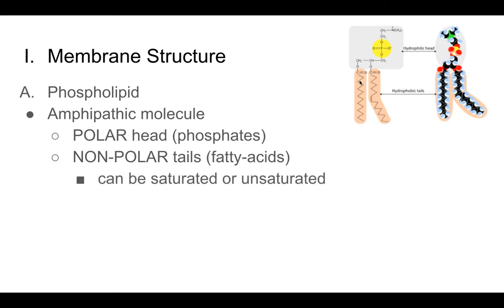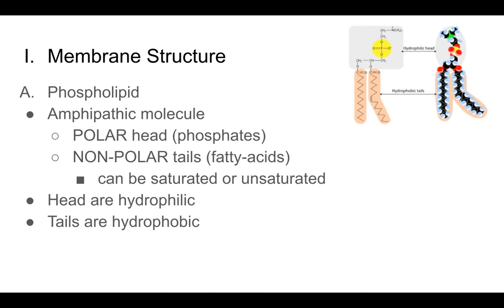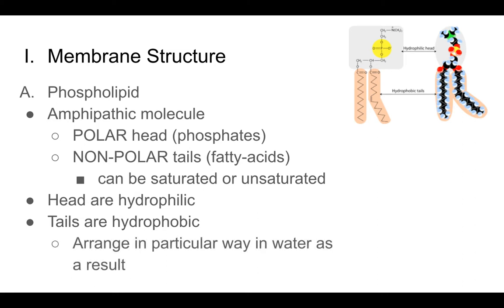The tails can be either saturated or unsaturated. So remember, saturateds are the straight-tailed, unsaturateds are bent. We'll come back to why tails would be saturated or unsaturated, or possibly a mix of both within a cell membrane. There is a functional difference, and we'll come back to that. Keep in mind anything that is polar, like the head, is going to be hydrophilic, and anything that is nonpolar, like the tail, is going to be hydrophobic, which explains what happens when you put lipids into water.